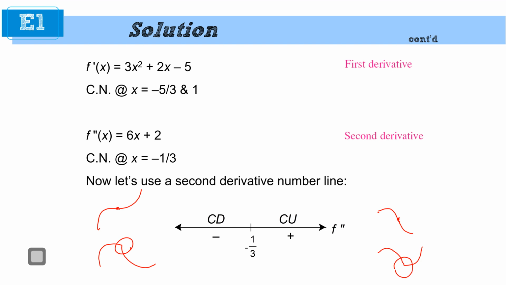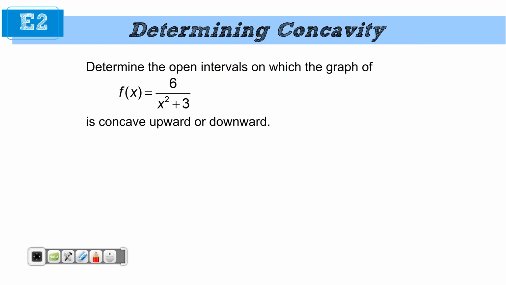So you get an idea of what's happening here. These points have special names, which we'll get to later. Those are the points where it changes from being concave up to concave down or concave down to concave up. Okay? Try that one on your own. Now we're going to ramp it up a little bit because that derivative is not as easy.